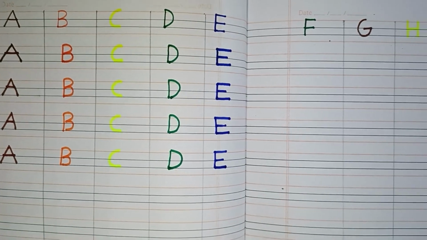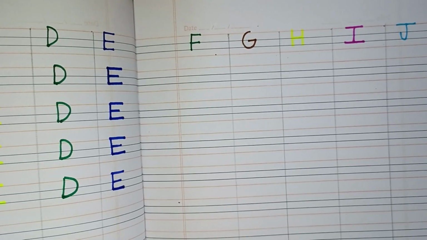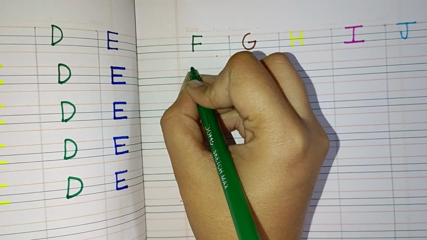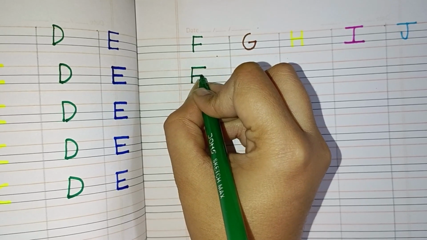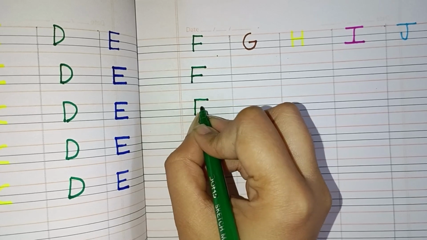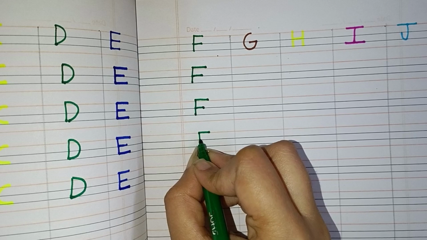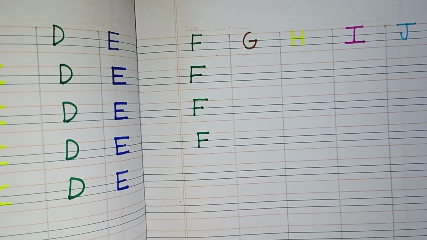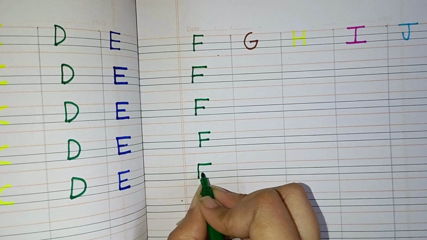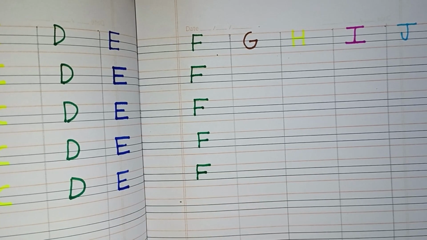Now, when they have learned E, we will teach them to write capital letter F. For F, they have to draw a standing line, a sleeping line, and a small sleeping line. In this way, they have to write whatever lines you give them to write all the letters. A standing line, a sleeping line, and a small sleeping line make capital letter F.